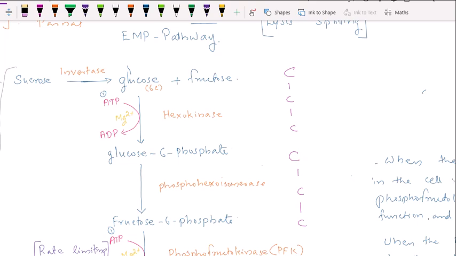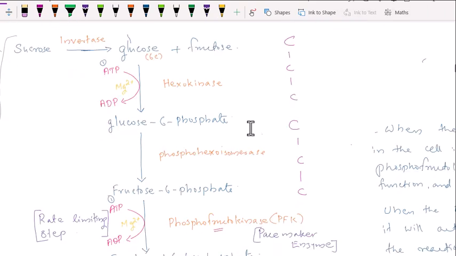From glucose onwards the reaction starts. The glucose is first converted into glucose 6-phosphate with the help of 1 ATP molecule. That means 1 phosphorus is added to glucose. We know that glucose is a 6-carbon compound, so ATP donates the phosphorus to the 6th carbon, so glucose 6-phosphate is produced.